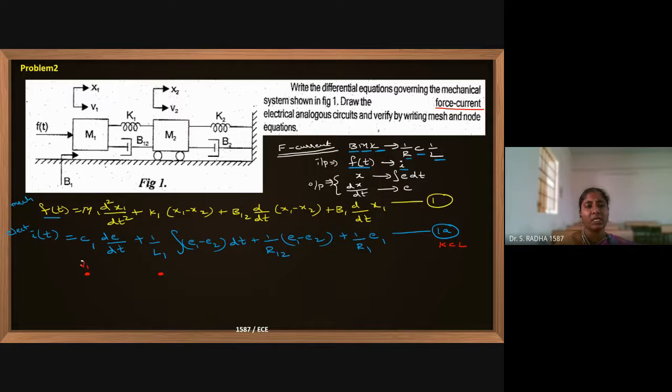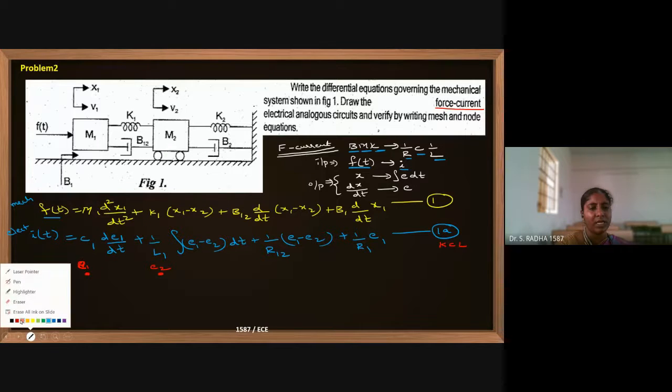We are using the symbol E for voltage, so E1, E2 are the voltages. Now you can see, sum of incoming currents equals sum of outgoing currents. So what I have done: on the right side, the first term, M1, I replaced with C1 d square x1 by dt square. Here I tried the suffix E1, but I missed out that E1.